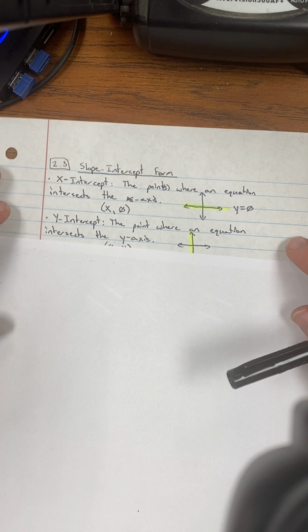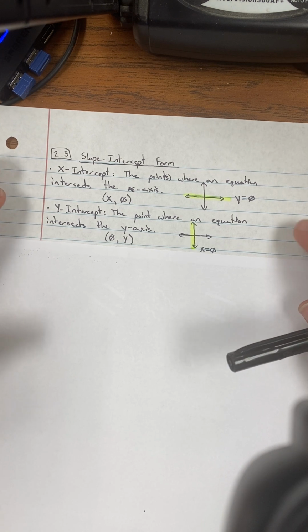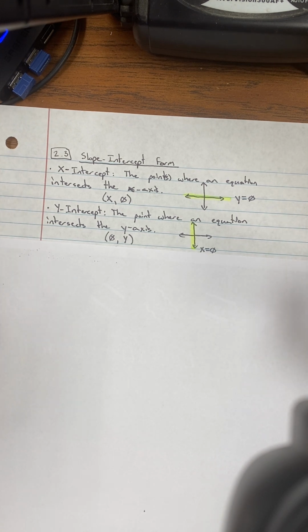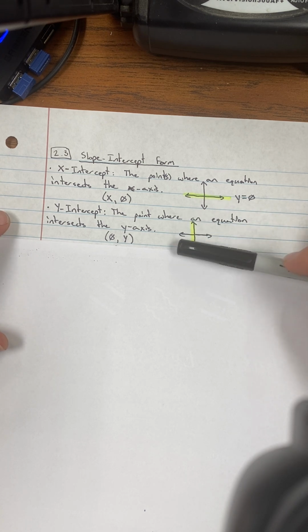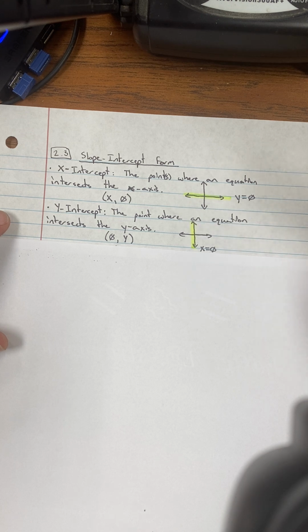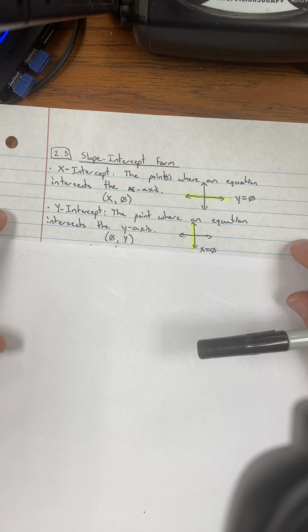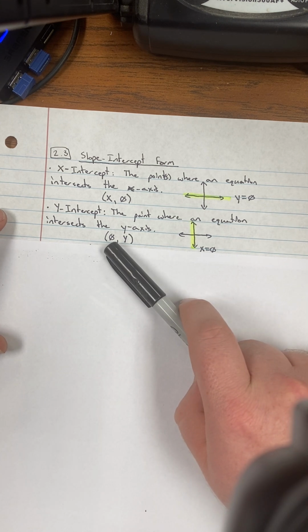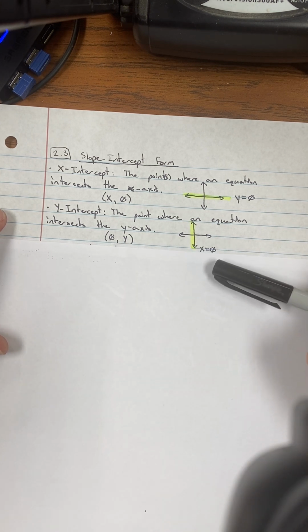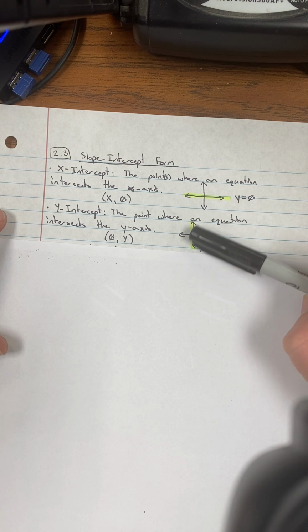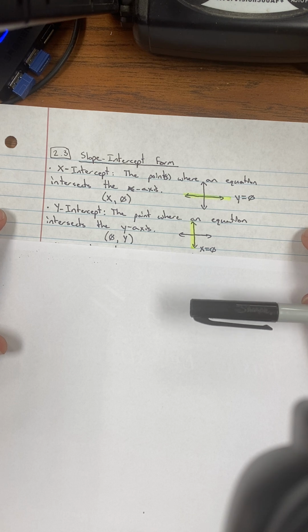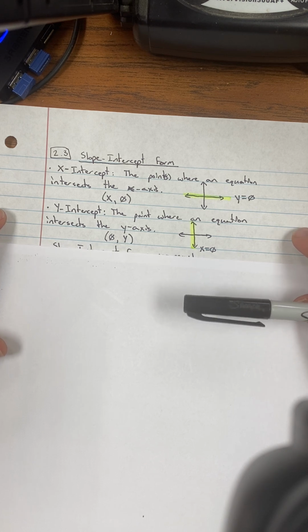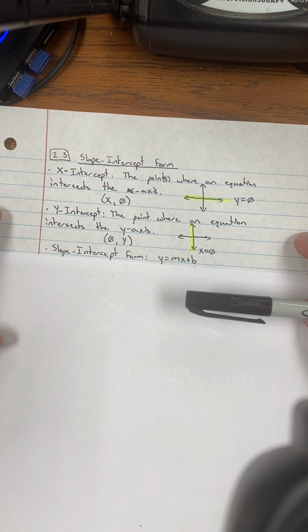The y-intercept is the same thing but inverse, right? The point where an equation intersects the y-axis. So anywhere on here where the line or whatever the shape is crosses this y-axis, that is what we call the y-intercept, okay? And that's going to be a point of 0, y, because x is always equal to 0 on this line. So we always know that our first number is going to be 0 when we're talking about the y-intercept, okay?